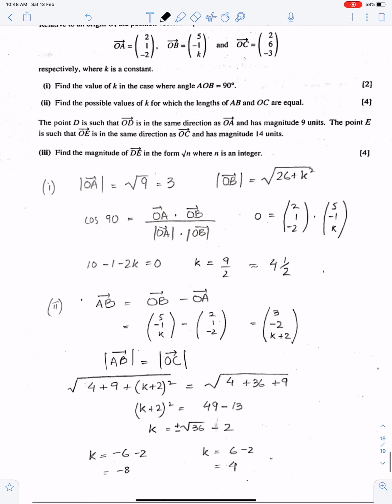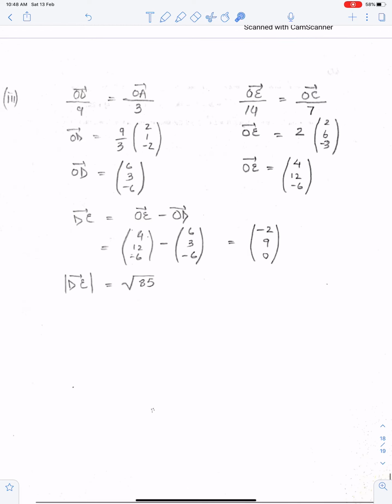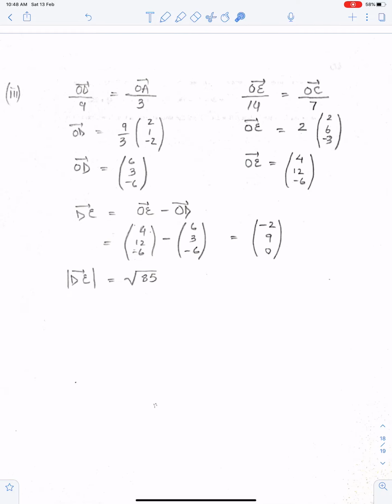This is so simple. Get the magnitudes of these two vectors and equate them and get the values of K. This is the ratio method. We have done this. The point D, OD is in the same direction as OA and has magnitude 9. We have done this type of question before. We will use ratio method for this question.